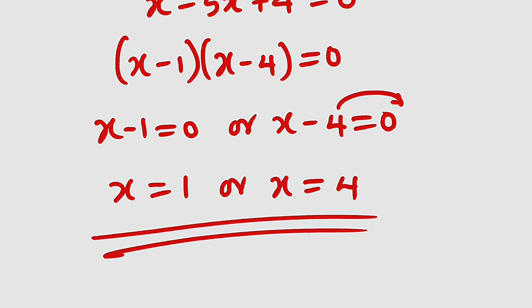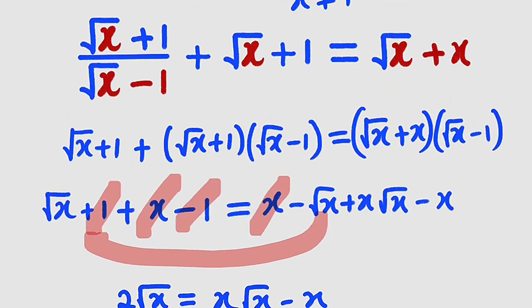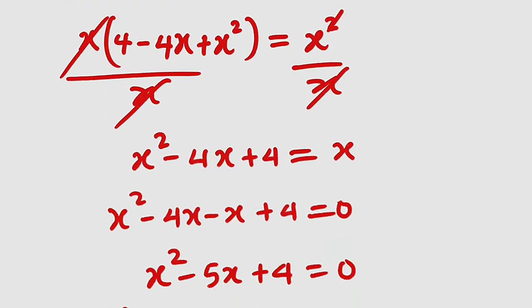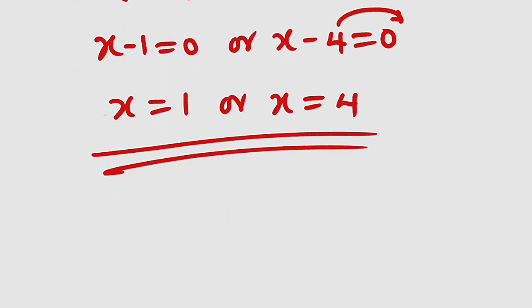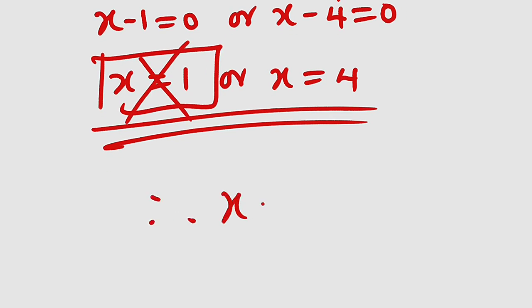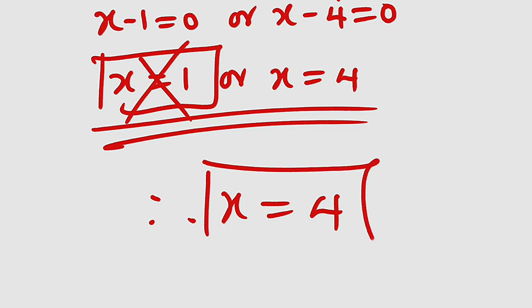So these are the two solutions, but remember from our domain, it stated clearly that x cannot be equal to 1. So we are going to discard x equal to 1. We don't want this. We are going to strike it, and hence x equal to 4 is the valid solution.